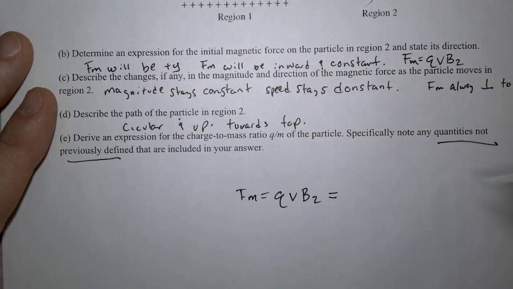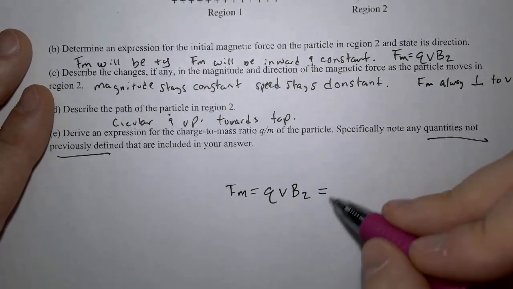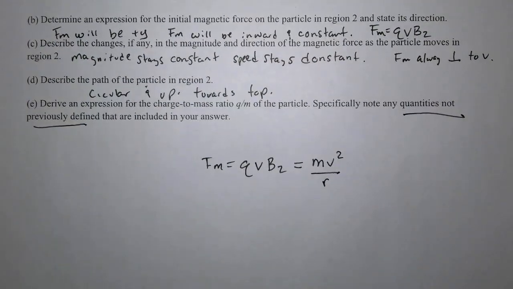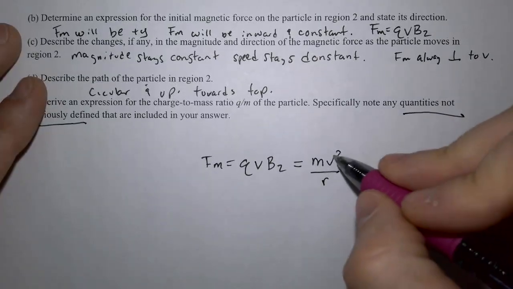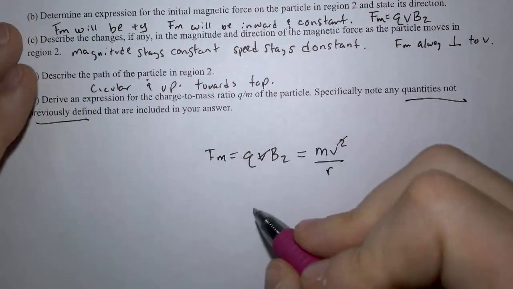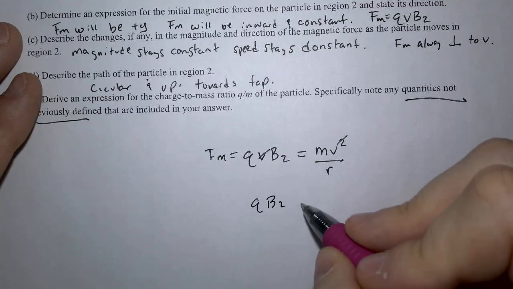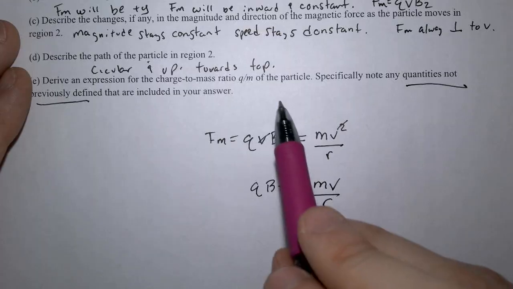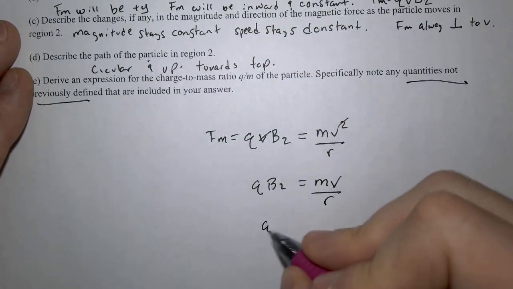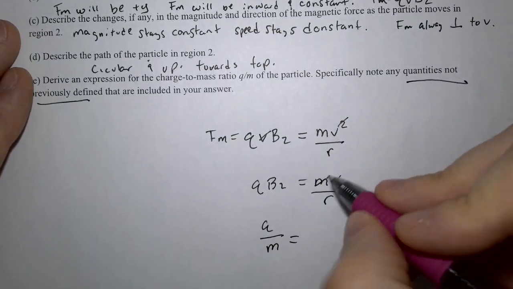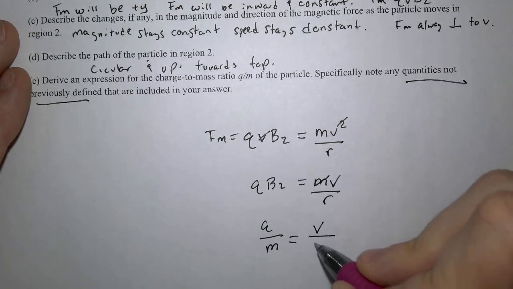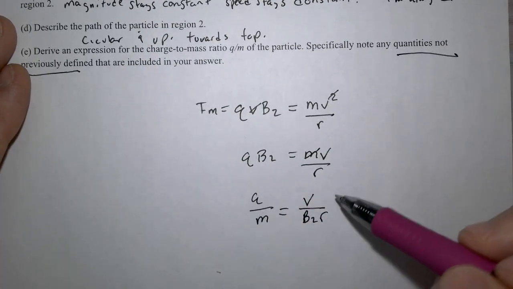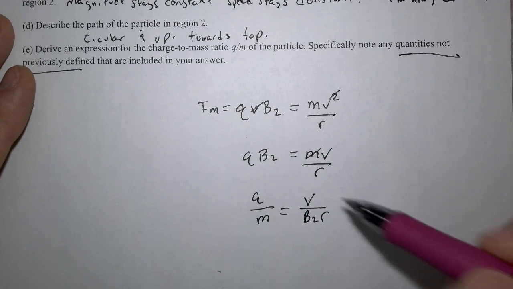And we need to incorporate a mass. The only way we're going to incorporate a mass is set this equal to the circular mv squared over r, because that's the only formula that we have that we can have an m in. All right? One of the velocities cancels. Bing, bang. So QB2 is equal to mv over r. We got to figure out charge to mass, so I'm going to need to divide by m. Q divided by m would equal v over B2r. So the charge to mass ratio is equal to v over B2r, and we're not allowed v.